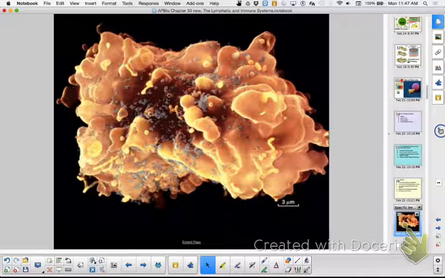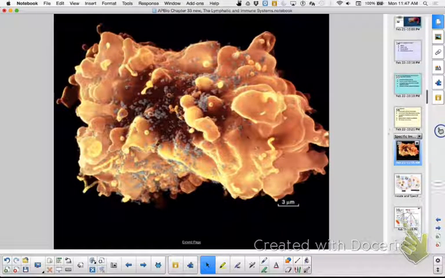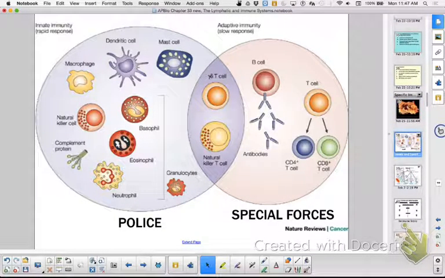We are moving on to 33.4, the adaptive immune defenses. So to start off, I want to revisit this picture right here.